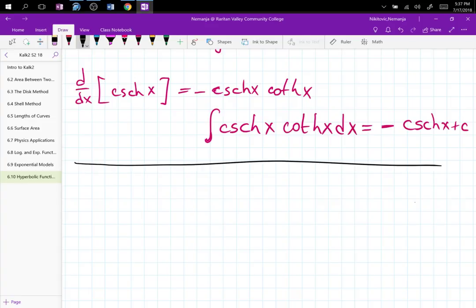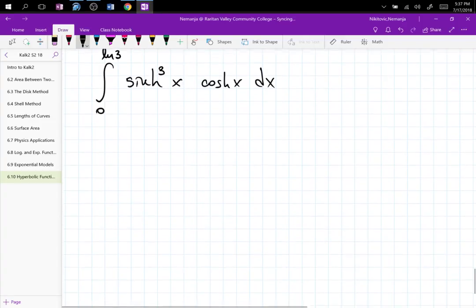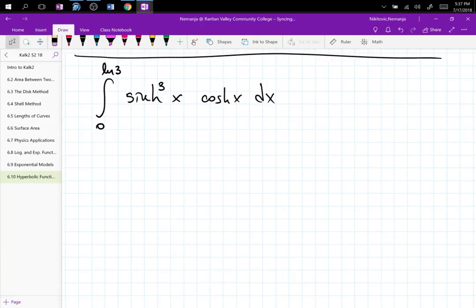So now they say integrate sine hyperbolic cubed x times cosine hyperbolic x dx. The limits are 0 to ln 3. Go.